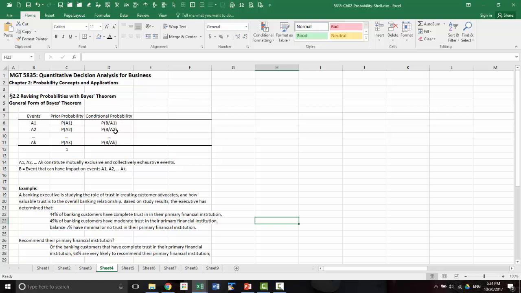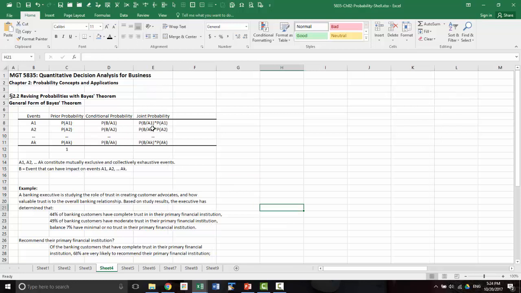Now when you multiply these conditional probabilities with the prior probabilities, what would you get? Probability of B given A1 times probability of A1 will be the intersection probability between A1 and B. So these are called joint probabilities. One other name for intersection is joint probability. Now when you add all these joint probabilities, what you will get is the probability of B.